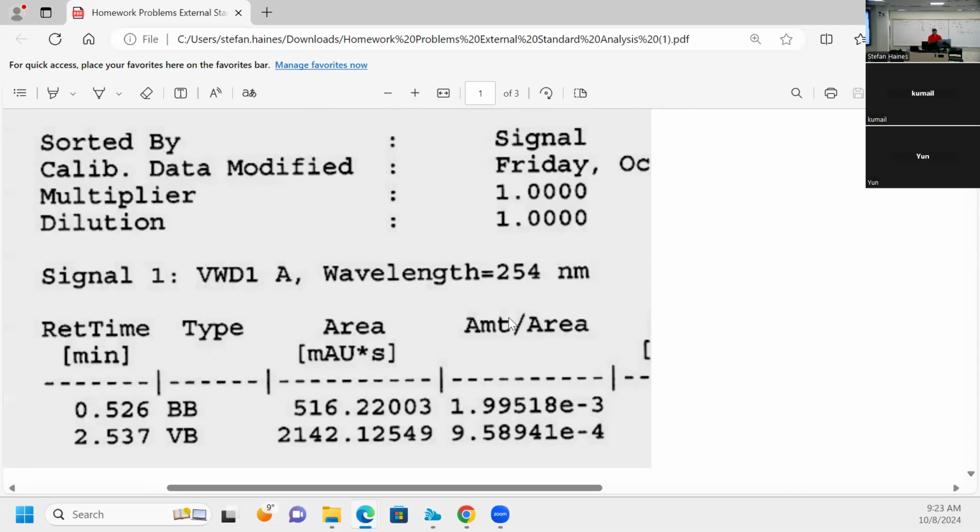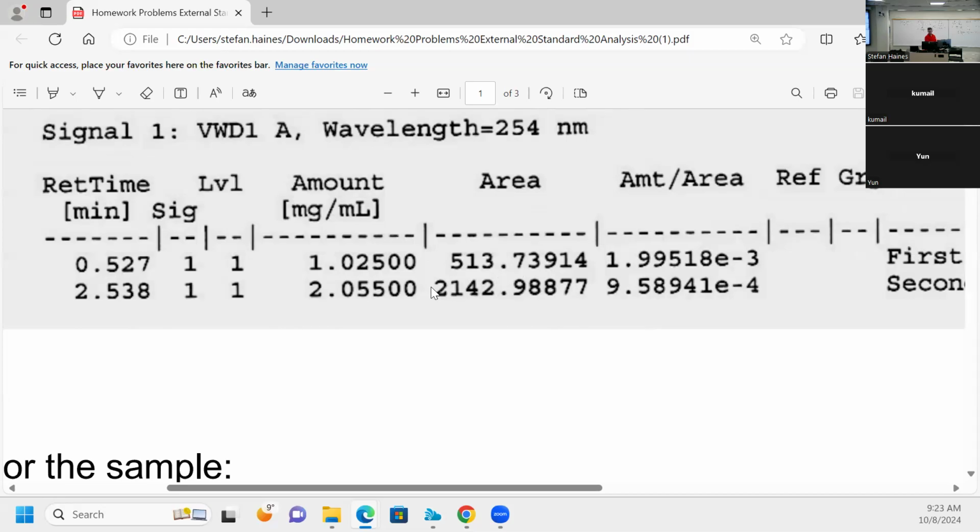Yes, so these are the samples, and then the standards are up here. Cool.